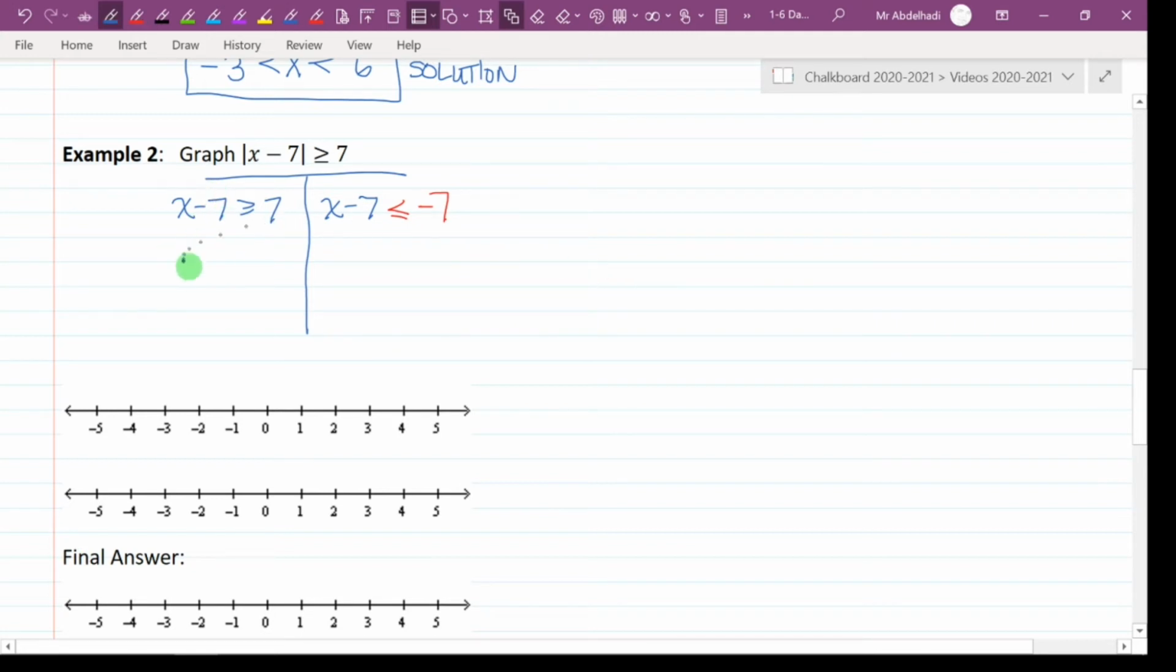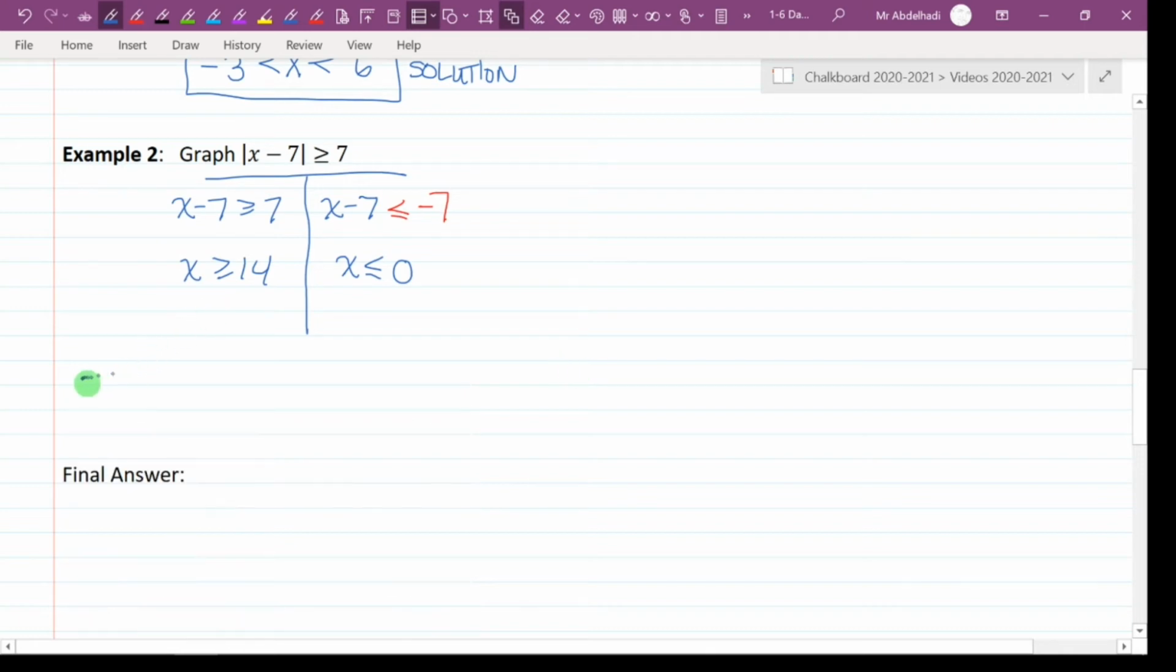Now go ahead and solve them. Well, I'm going to add 7 to both sides. You get x is greater than or equal to 14. And you're going to add 7 to both sides here. If you add a 7 to this, -7 plus 7 is 0, so you get x is less than or equal to 0. And those are your two inequalities. Now the question is, are they going towards each other or away from each other? So let's say you have a number line here and another number line here.